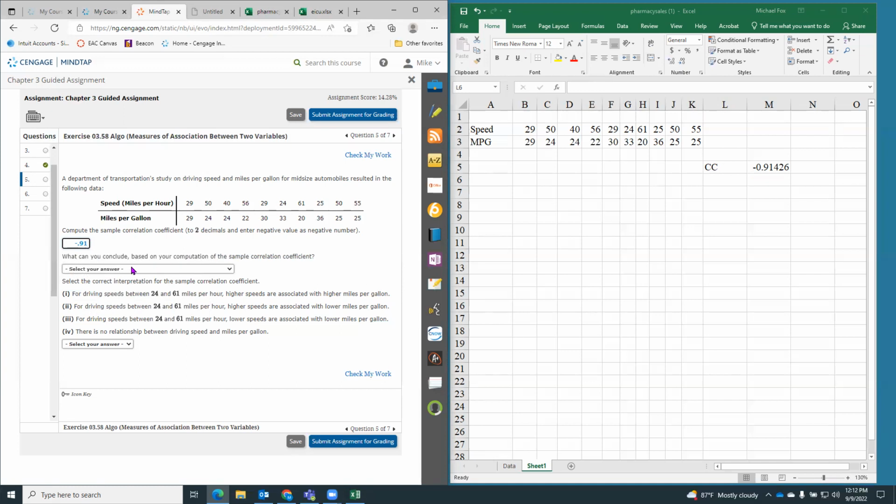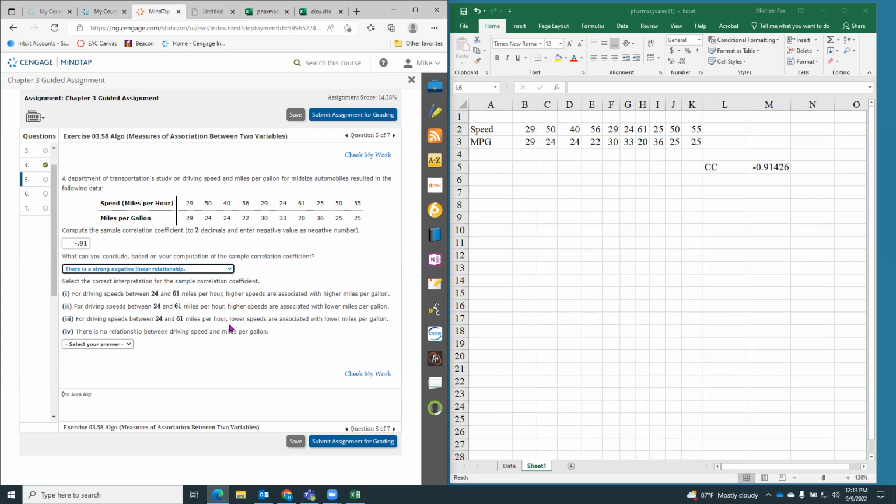Says, what can you conclude based on your computation? That there's a strong negative linear relationship between these 2 data sets. And then it asks us to interpret the correlation coefficient. And so our options are for driving speeds between 24 and 61 miles per hour. Higher speeds are associated with higher miles per gallon. That's not true because it's a negative correlation. Higher speeds are associated with lower miles per gallon. That's probably going to be our correct answer.